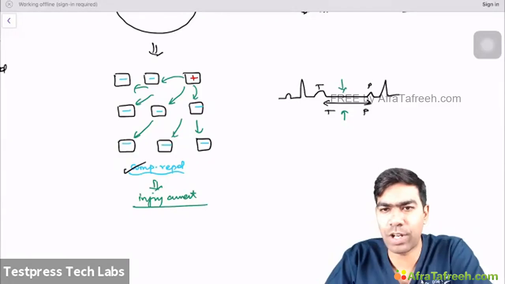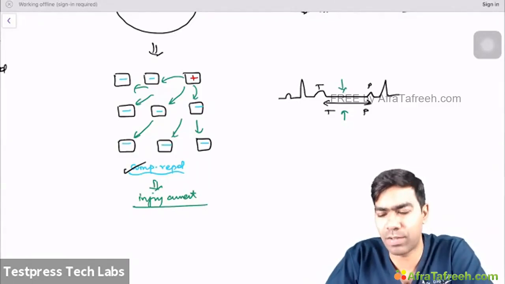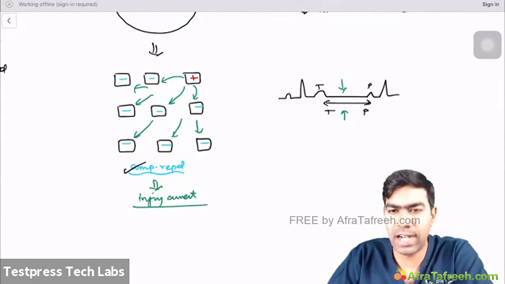So you're going to have something called a TP segment. And what's really going to happen is, depending on the propagation of the current, this TP segment is going to get elevated or it's going to get depressed. So that's what is going to happen.